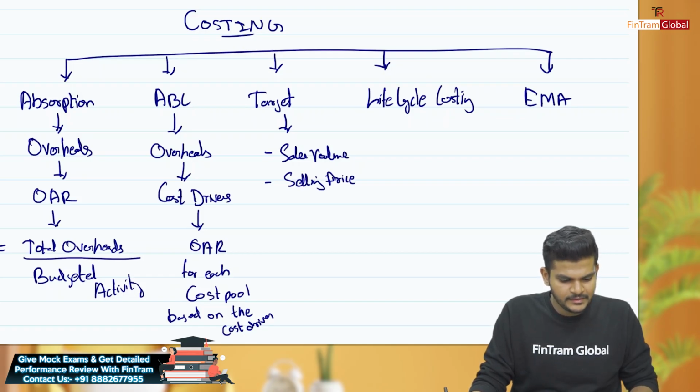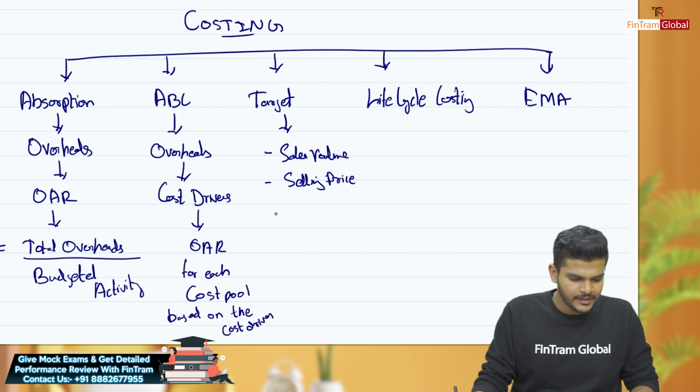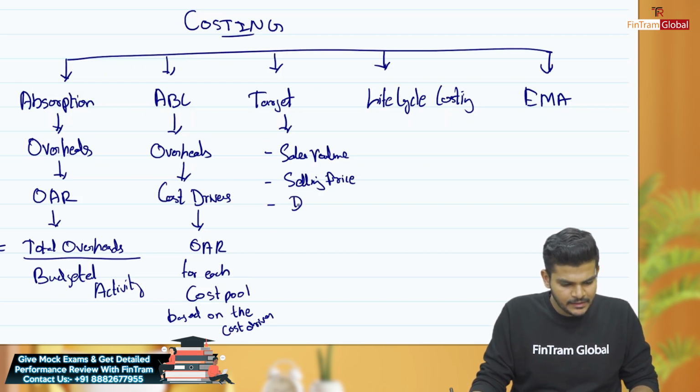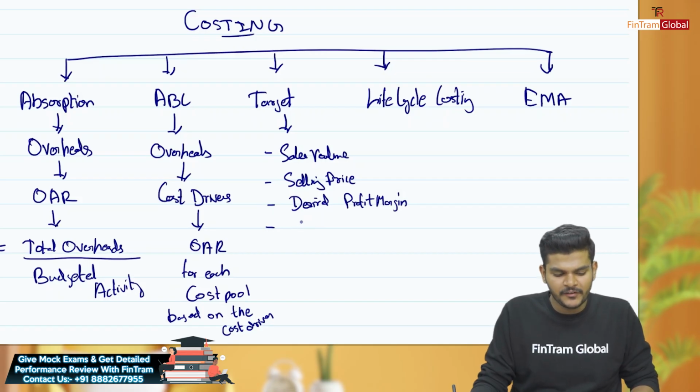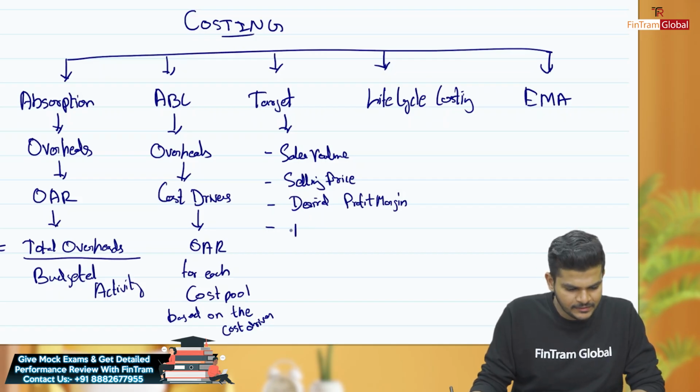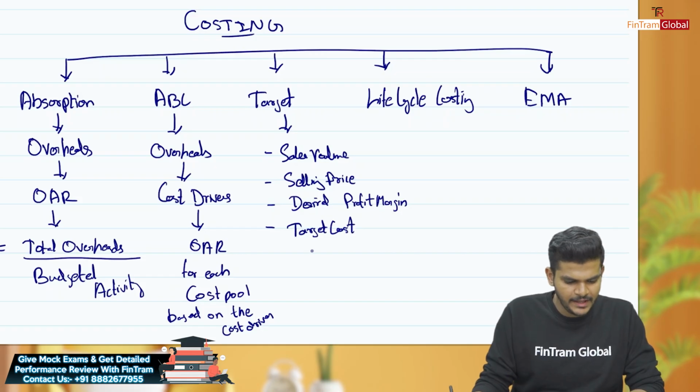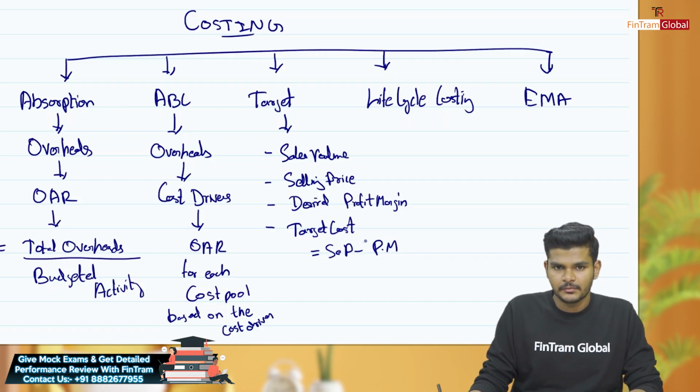What should be my selling price of my particular product, right? And then I determine the desired profit margin, right? And after determining the profit margin, what do I calculate? The target cost. What's the equation for that? Selling price minus profit margin, right? Simple as that. Okay, folks.